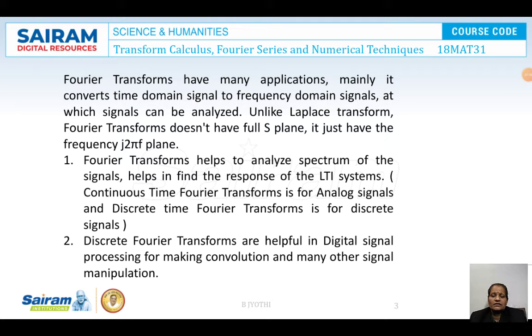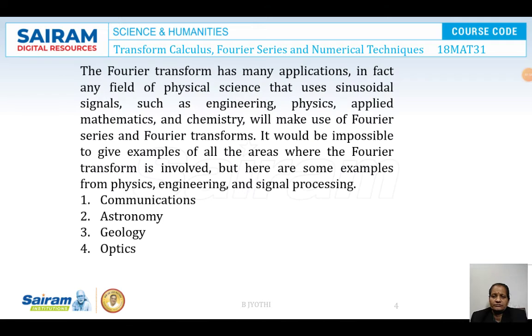Now, let us see the various fields where it is applicable. The Fourier transform has many applications in different fields. In this video, I am going to explain mainly 4 fields. In fact, any field of physical science that uses sinusoidal signals, such as engineering, physics, applied mathematics and chemistry, will make use of Fourier series and then Fourier transforms. It is impossible to give examples of all the areas where the Fourier transform is involved, but here are some examples from physics, engineering and signal processing: communications, astronomy, geology, optics.